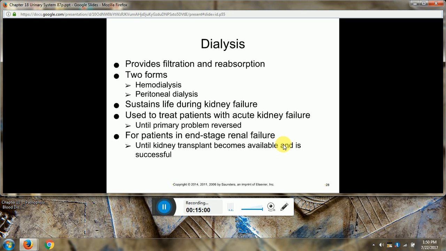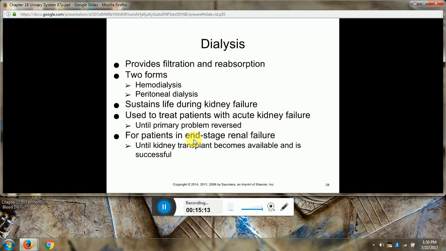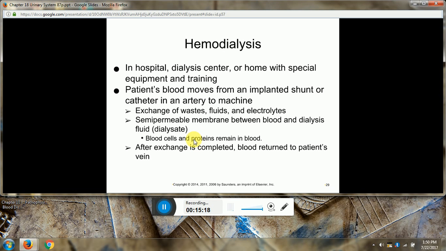Okay, so this is used for patients with acute kidney failure, and that is usually a reversible condition, or it's done in end-stage renal failure, which is an irreversible condition, and at that stage they're put on dialysis until a kidney transplant is available. There are two different kinds of dialysis, an IV kind, hemodialysis, and a peritoneal kind, and we'll talk about that.